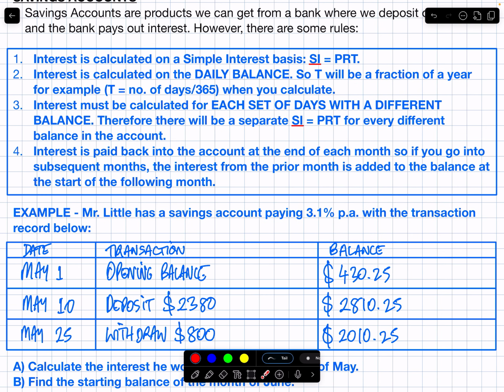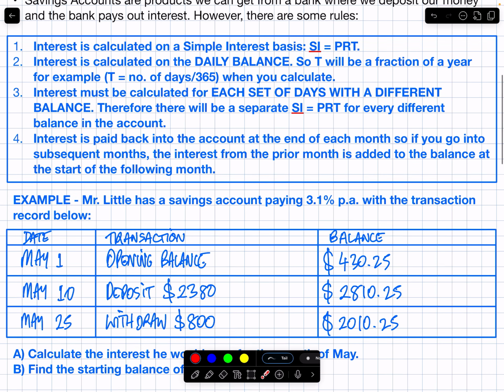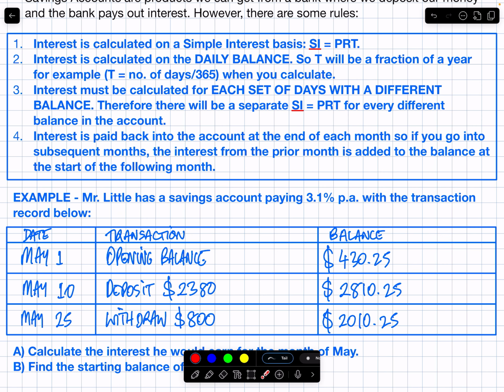You calculate interest on a simple interest basis using the simple interest formula, SI is equal to PRT. Next rule, interest is calculated on the daily balance, whatever the amount of money there is. So T in SI is equal to PRT is always going to be a fraction of a year, i.e. T is going to be the number of days of a certain balance over 365 when you calculate.